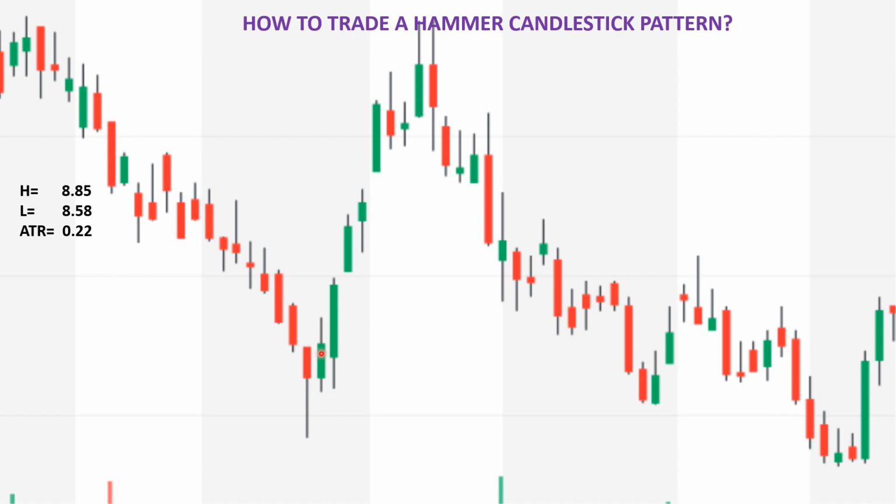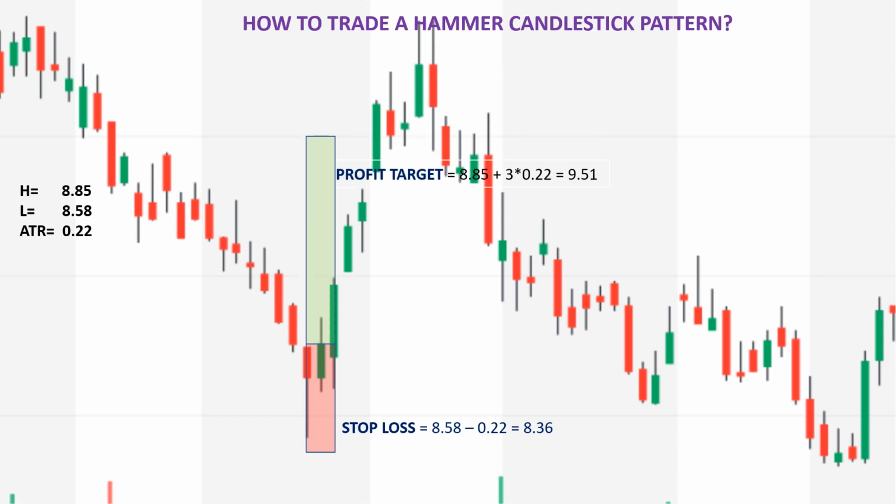So our stop loss is going to be set at 1 ATR below the low of this confirmation candle, and we can put 2, 3 or 4 ATR above the high of this confirmation candle for profit target. So basically this is going to be our stop loss and this is going to be our profit target. We can also put our stop loss 1 ATR below the low of this hammer. So this is how you can trade a hammer candlestick pattern.